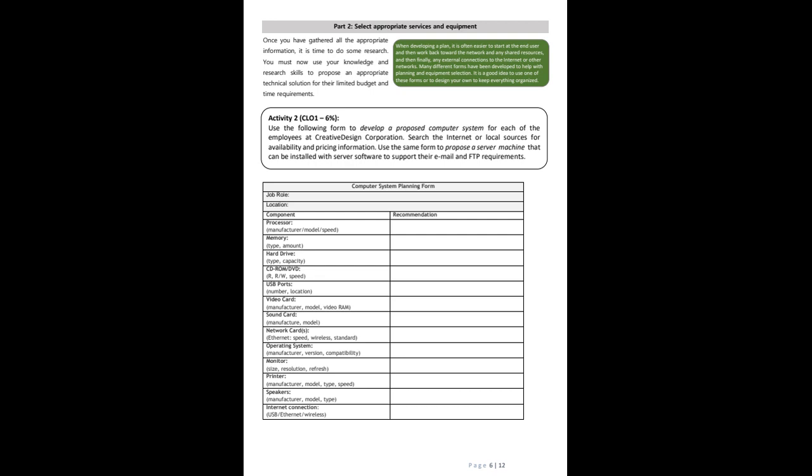So you need to select appropriate services and equipment. What kind of internet connection? What speed do you need? So you need to develop a proposed computer system for each of the employees at the Creative Design Corporation, like this one here. Job role, location, what processor, hard drive, monitor, internet.